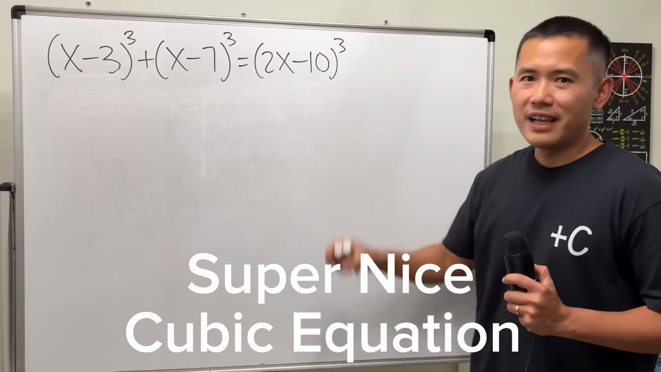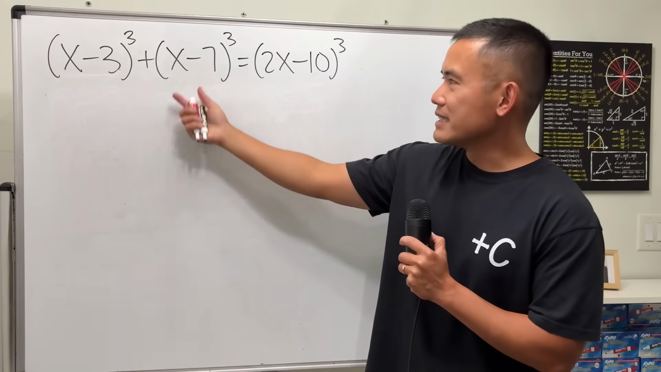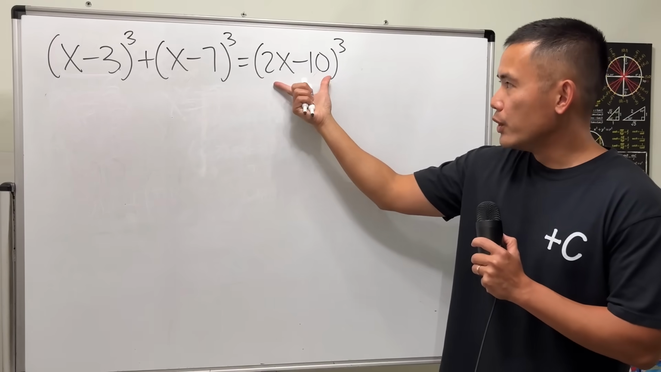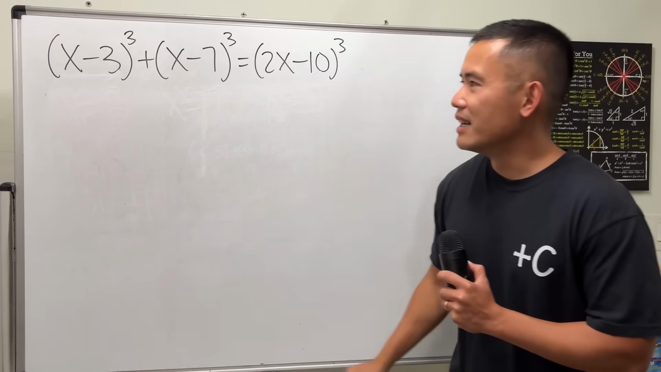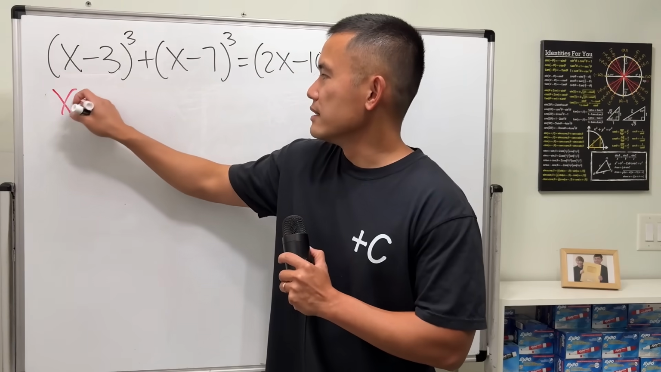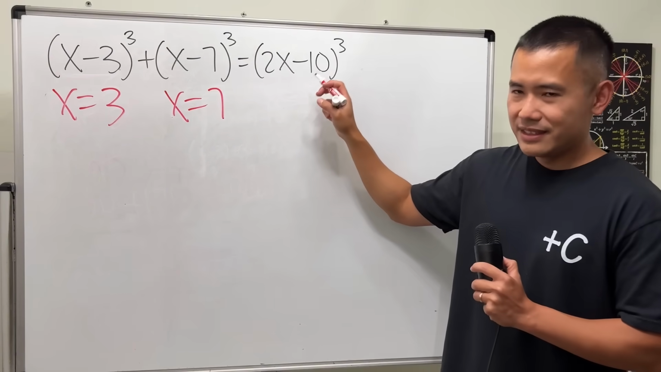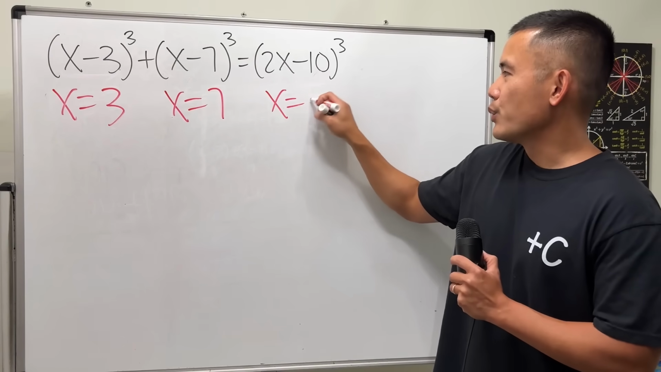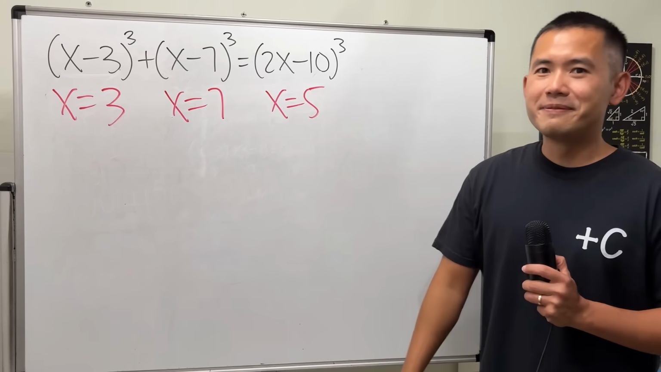This is a super nice cubic equation. We have (x − 3)³ + (x − 7)³ = (2x − 10)³. And I will tell you what the answers are. Just look at this and you know x is equal to 3. Look at this, x is equal to 7. And yes, look at this and you know x is equal to 5. And we are done. Yes, I'm serious.